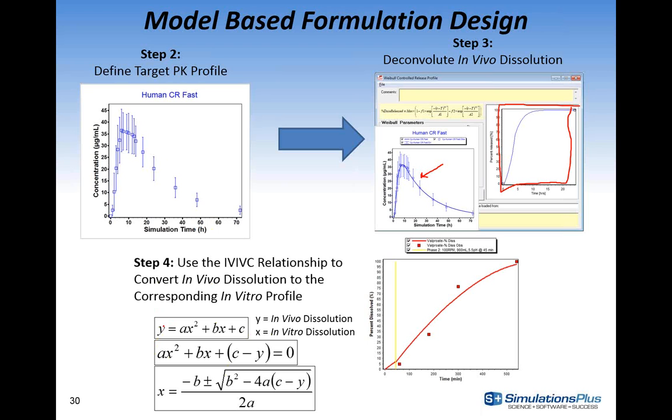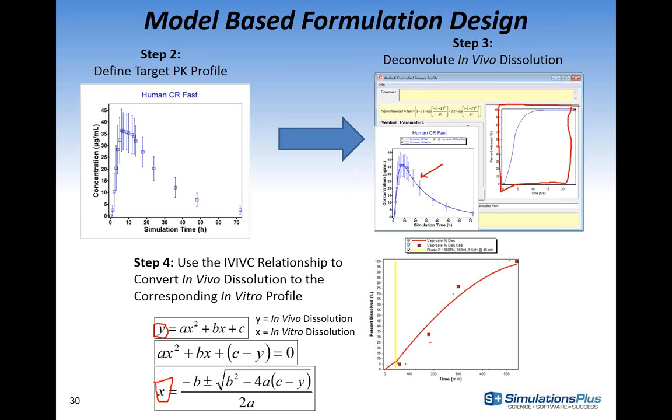But instead of predicting in vivo dissolution rate, Y, I want to predict the in vitro dissolution rate for the human CR fast formulation. So I'm going to invert this formula using the quadratic formula to predict the in vitro dissolution rate. Doing so, I predict these data points over here on the right.